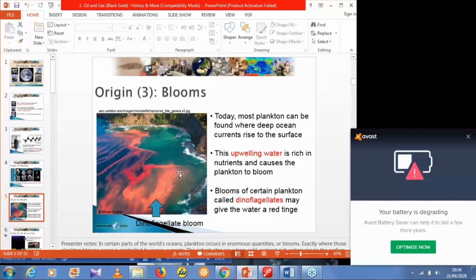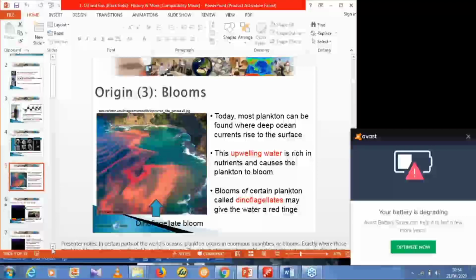Now, the bloom of certain plankton is usually called dinoflagellate, and it usually gives the water a kind of red coloration in some areas that are likely to be rich in this oil and gas. Okay, so these are hydrocarbons.